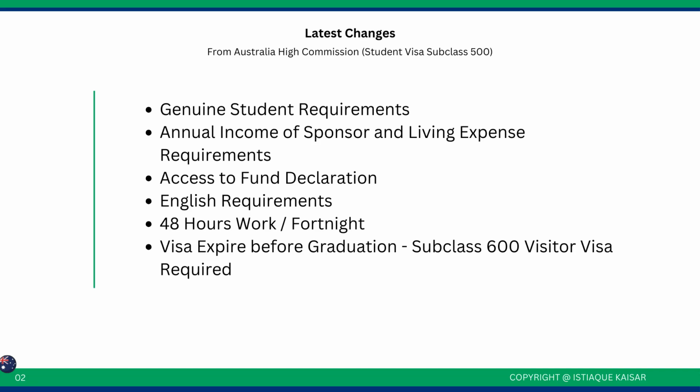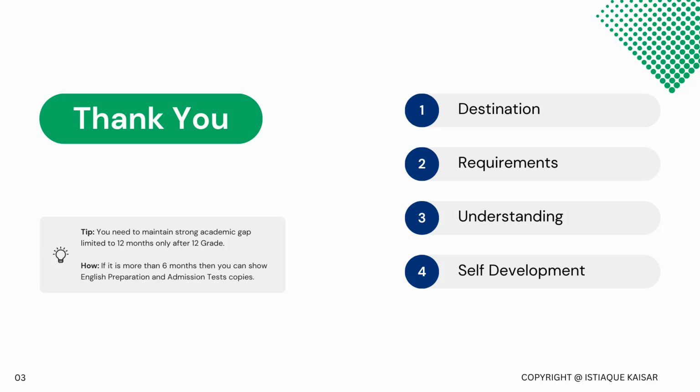So that's the overall. So here is a tip for you if you're an international student. If you are a 12th grade graduate, like if you have completed your HSC or if you have completed your A levels, after that you have only 12 months to apply for Australia.